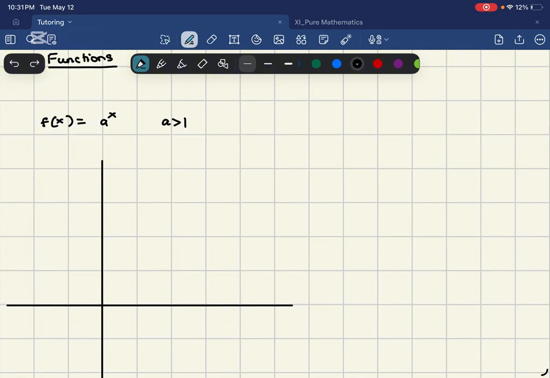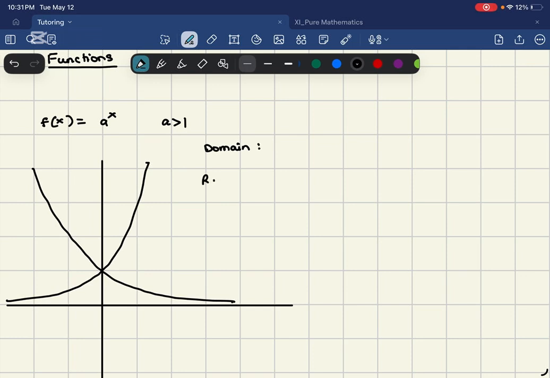And we've discussed this, right? It looks something like this. So your domain, and actually if a is less than 1, it doesn't change. Because say if you have 0.5 and you raise it to something very big, the graph, if a is less than 1, just flips over the y-axis, so it looks something like this, but it doesn't matter. The domain and the range do not change, but how the graph looks changes.